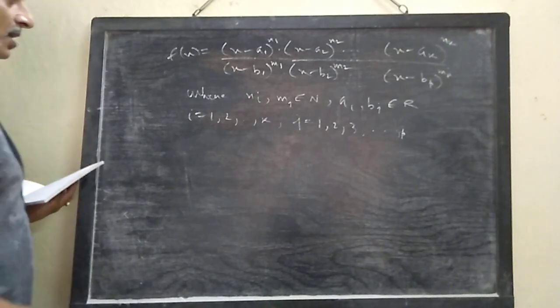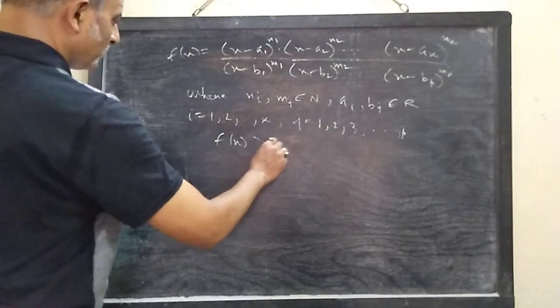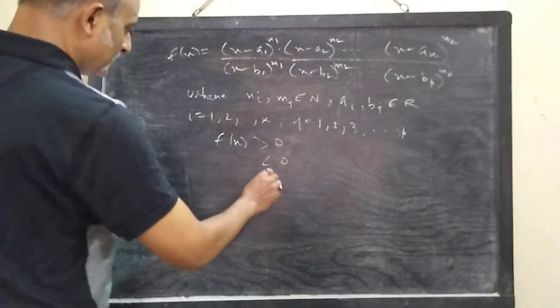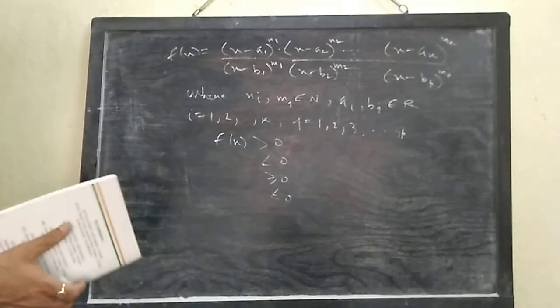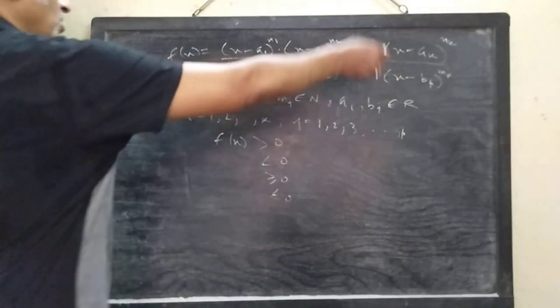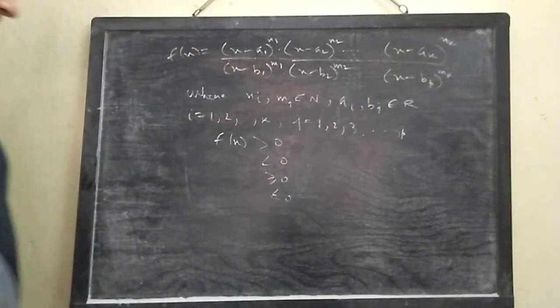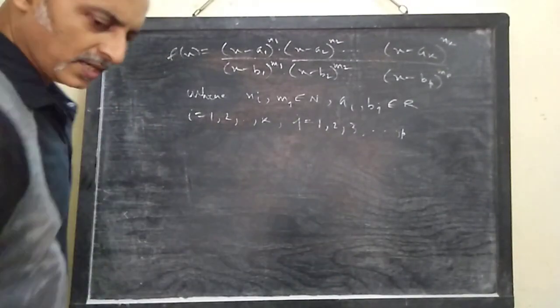Now I have to study this type of inequation. First of all, it may be greater than 0, less than 0, greater than or equal to 0, or less than or equal to 0. We have to study these 4 types of inequations involving this type of function. So there are several steps that we have to note down.